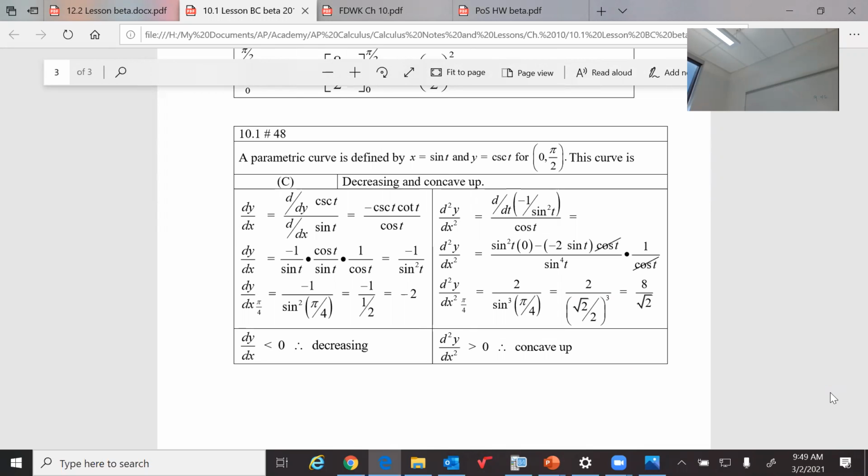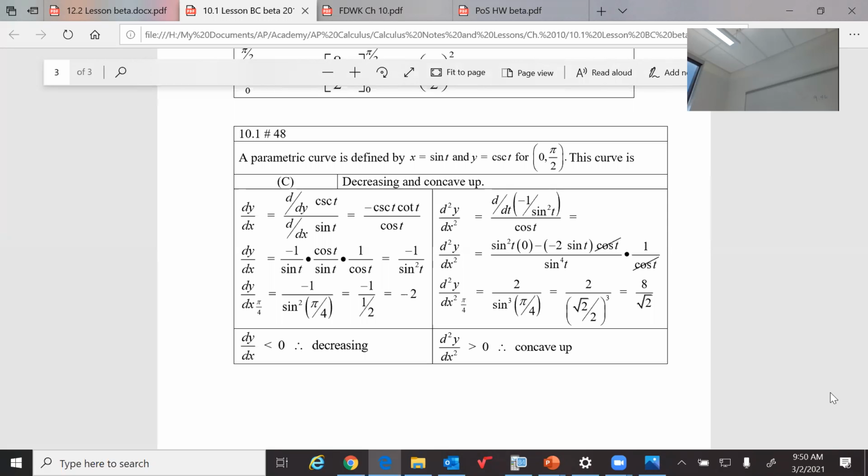Is it increasing or decreasing? We have to take the derivative. Derivative of cosecant is negative cosecant cotangent. Derivative of sine is cosine. So I write it this way. I wrote negative cosecant as negative 1 over sine. I wrote cotangent as cosine over sine. And then I wrote that cosine as 1 over cosine. What's happening? They reduce. You get negative 1 over sine squared.